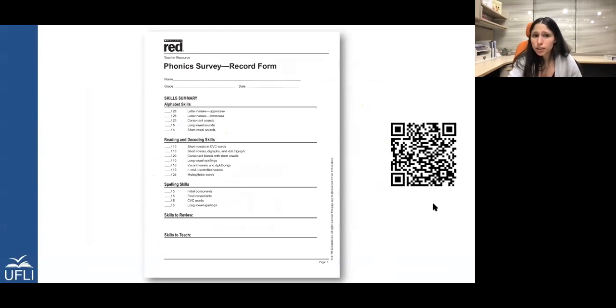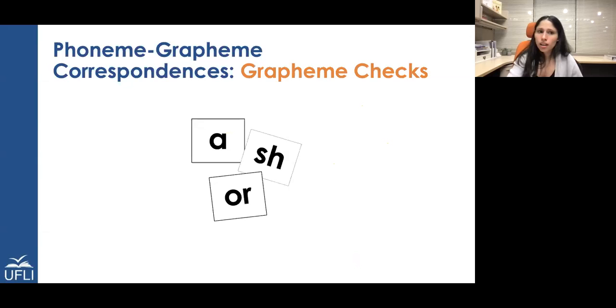This is the QR code for the free version of that phonics survey. It's slightly different. The word reading lists are out of 10 instead of out of 15, but overall it still helps you assess students in the same way to find out more about their phoneme grapheme correspondence knowledge and their decoding knowledge.